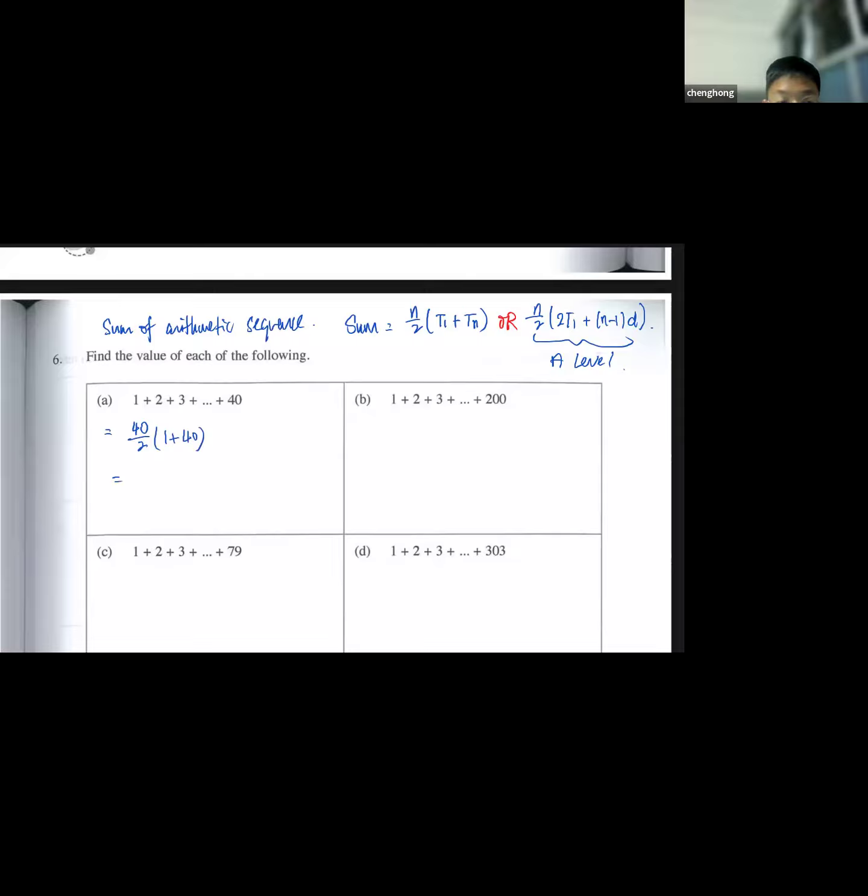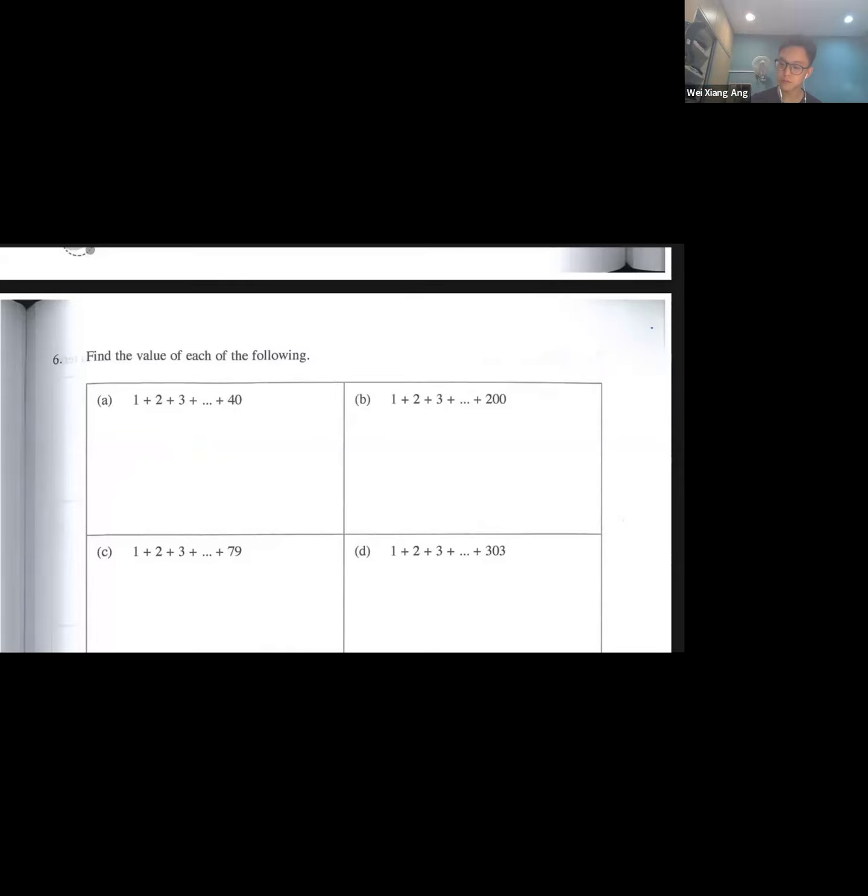Can you just use your calculator? You still won't get... What do you mean? Like you can just use a calculator, but there will be 0 marks, right? Depends on the question. If it's 1 mark, then don't need working. If it's anything more than 1 mark, then you need to show your working. Anyway, it's a bit dumb to use your calculator. Like, for example, part D, you want to key until 303? If they ask until 1,000, 2,000, 30,000, you want to use a calculator? Of course not. Okay, let's move on.